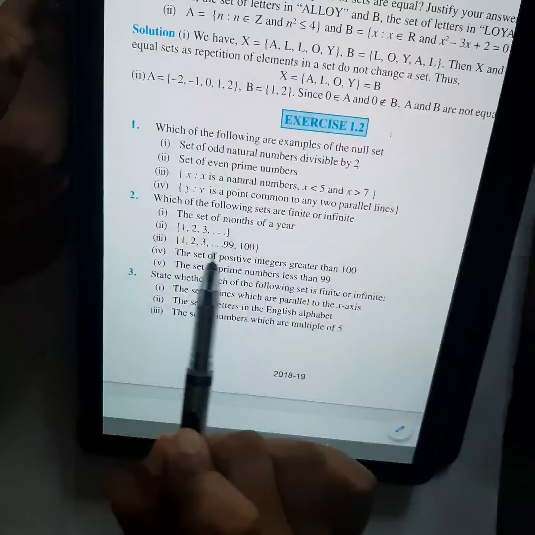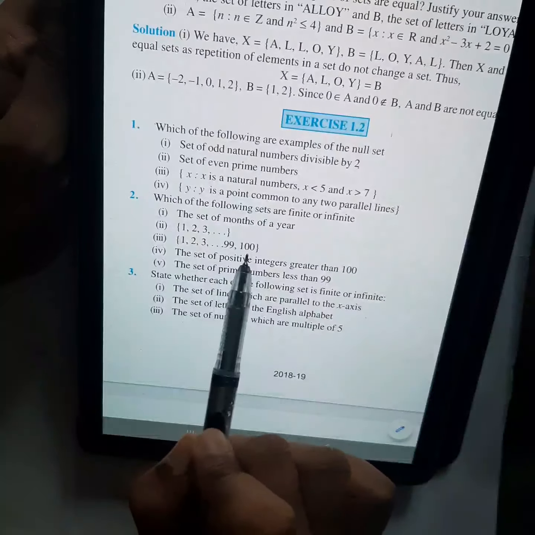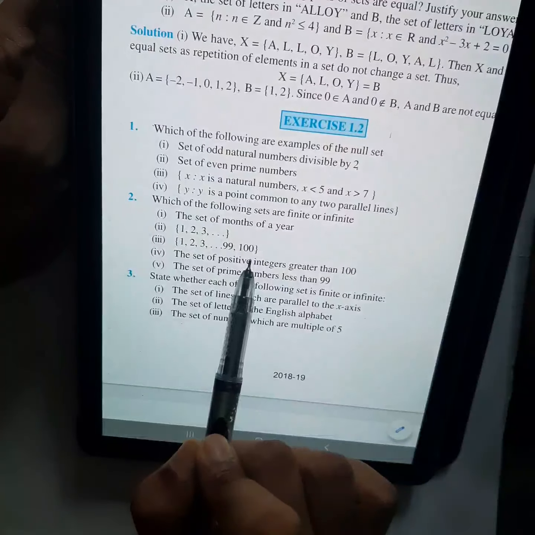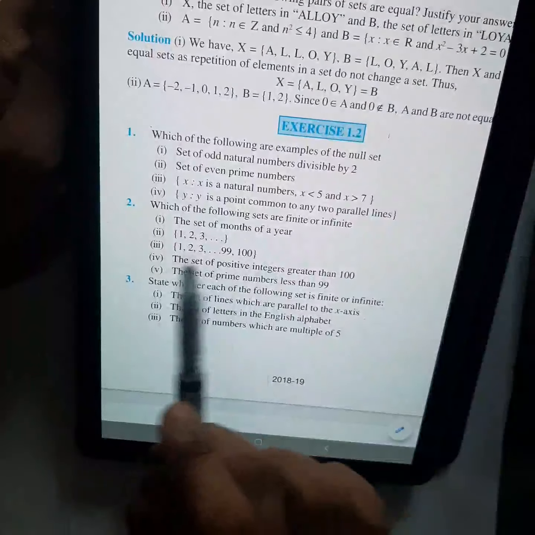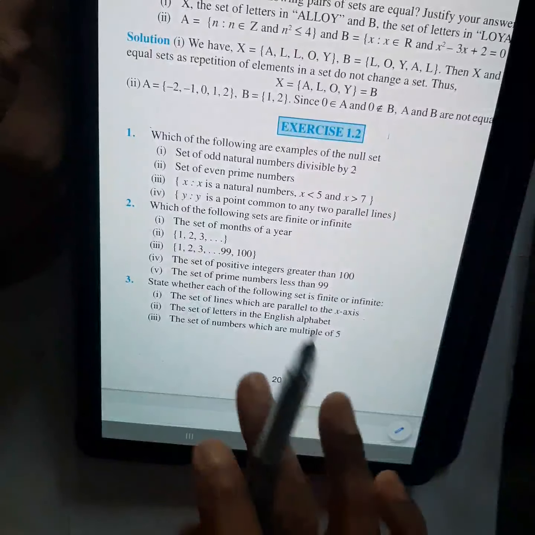Okay, number 3. 1, 2, 3, dot, dot, 99, then the last element they have given is 100. It means at 100 it ends. So you can count and finish it, right? You can end this one. So this will be your finite set.